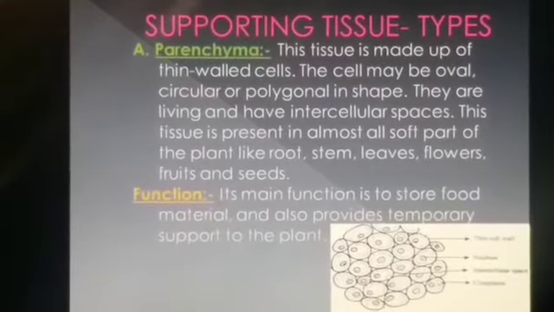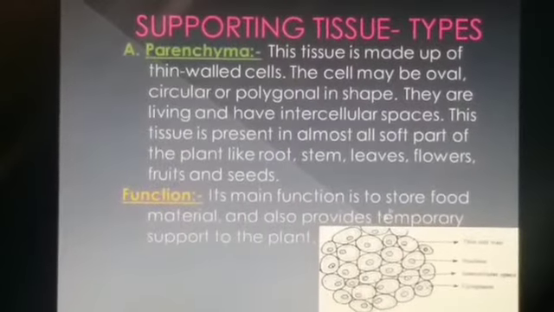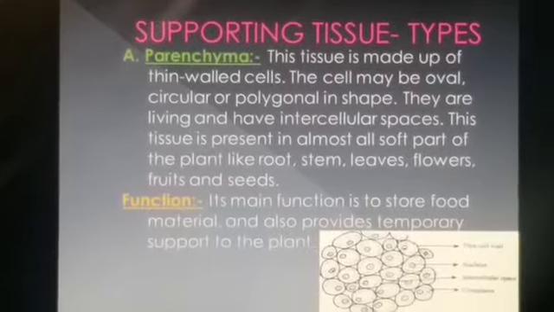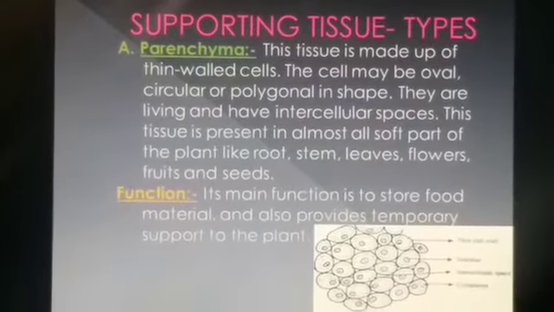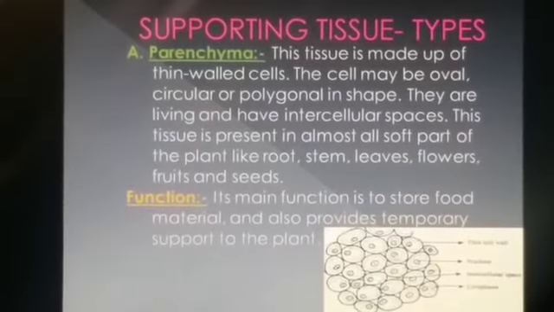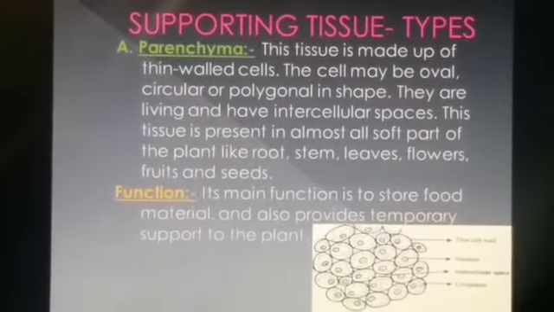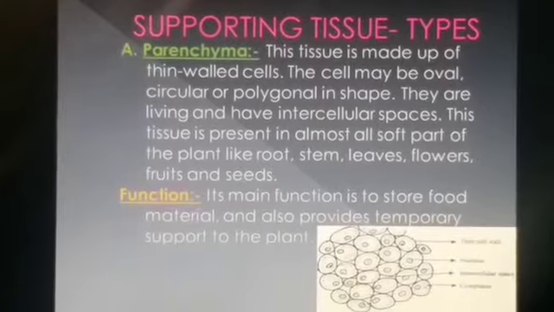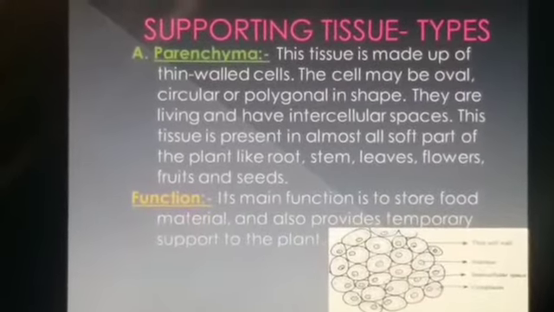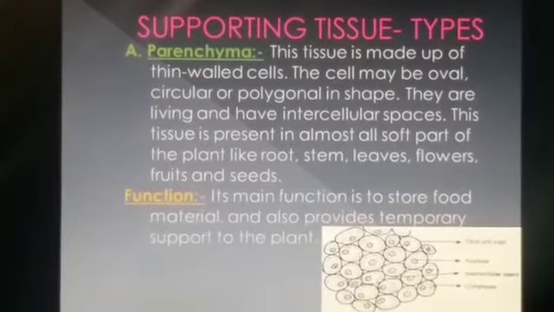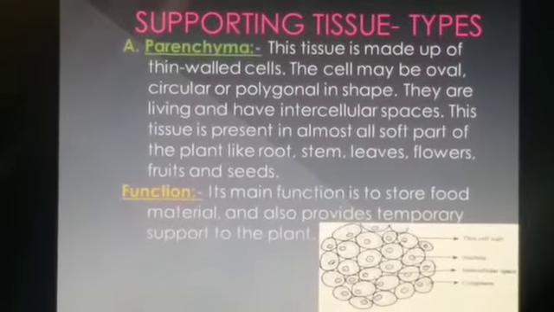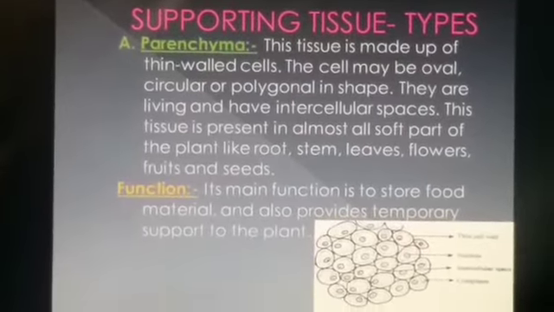Here you can see the diagram of parenchymatic cells. These are thin wall cells. There is a nucleus shown here. This is the intercellular space between them and cytoplasm. Cytoplasm, we very well know, is a fluid and it gives shape to the cell.